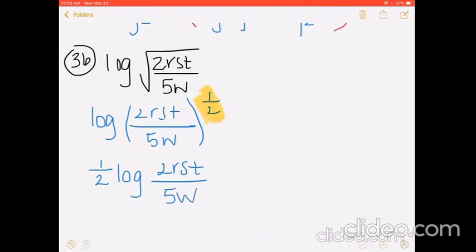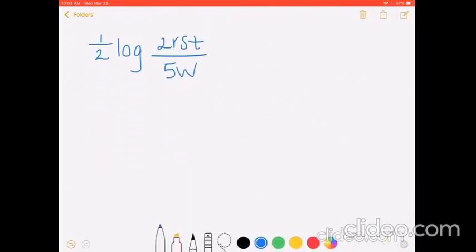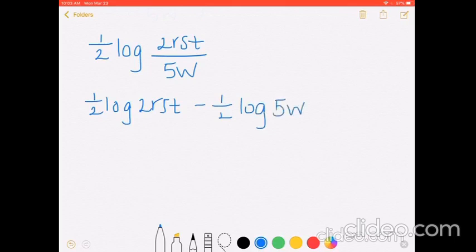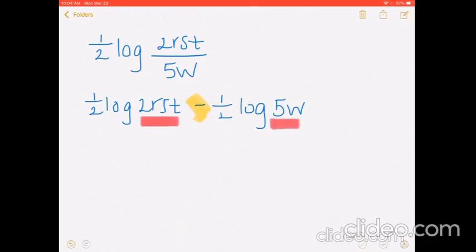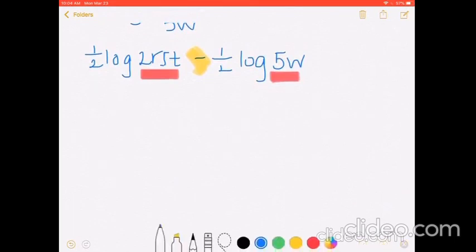All right, but then now when we start expanding this 2RST divided by 5W, we got to keep in mind that all of those variables were to the 1/2 power. So as we start expanding more here using the quotient property, the 1/2 goes to the numerator, but also that denominator was raised to the 1/2 power. So we have that 1/2 in front of that log 5W. And then now this minus sign is going to be really important. It's going to separate these into 2 problems. We have the first underlined in red that we're going to expand with the product property, and then the second half we're going to underline in red, we're going to expand with the product property.